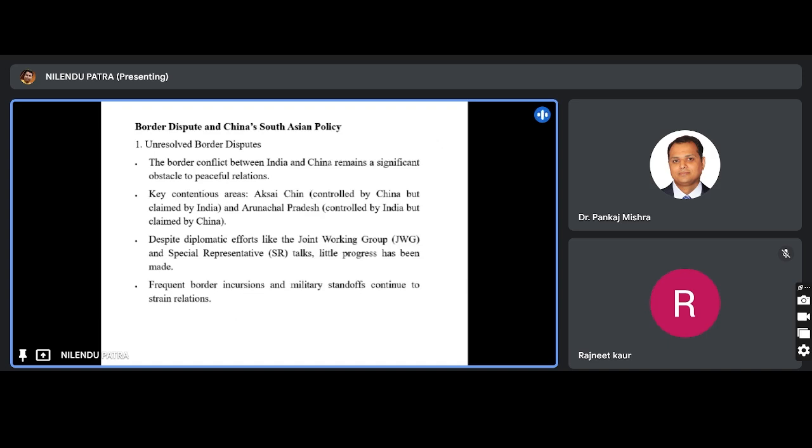Unresolved border disputes. The border conflict between India and China remains a significant obstacle to peaceful relations.